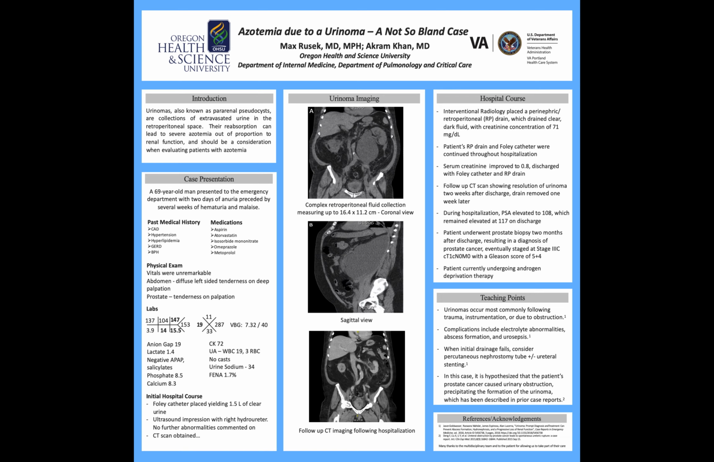For some case reflections and teaching points, urinomas occur most commonly due to trauma, instrumentation, or due to obstruction. Complications include electrolyte abnormalities, abscesses, and urosepsis. Treatment includes drainage of the collection and possibly percutaneous nephrostomy tube or ureteral stenting to promote urinary flow and thus healing.